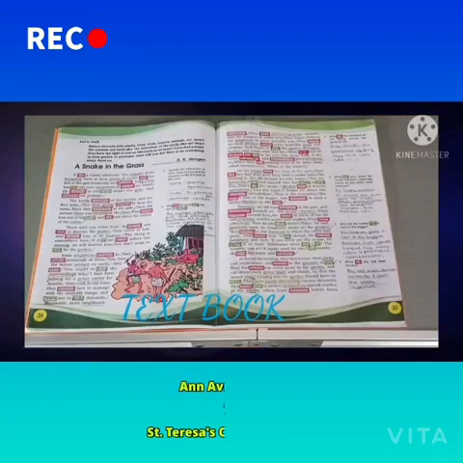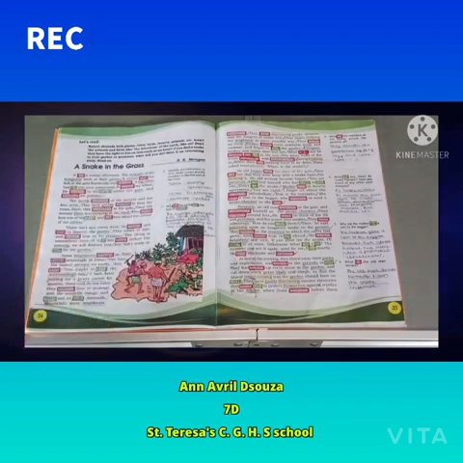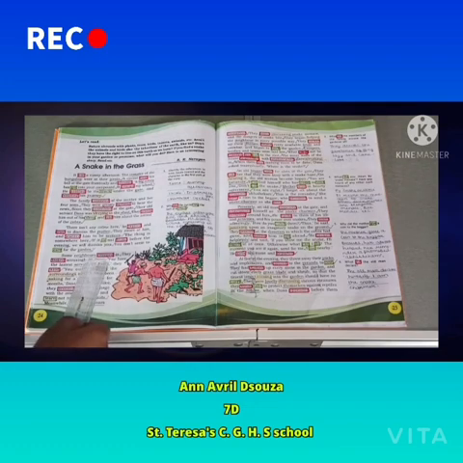This is our third chapter, A Snake in the Grass by R.K. Narayan. I have highlighted present tense, past tense, continuous tense. Green color is present tense, red color is past tense, and yellow color is continuous tense.